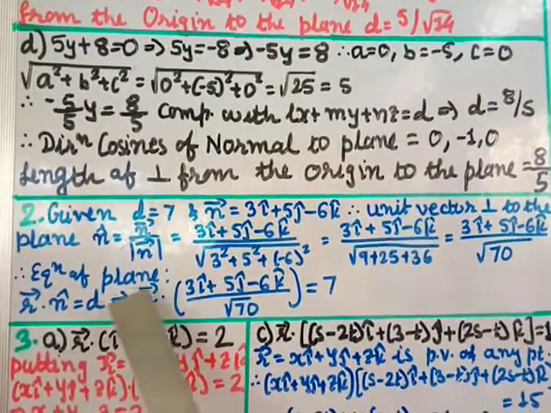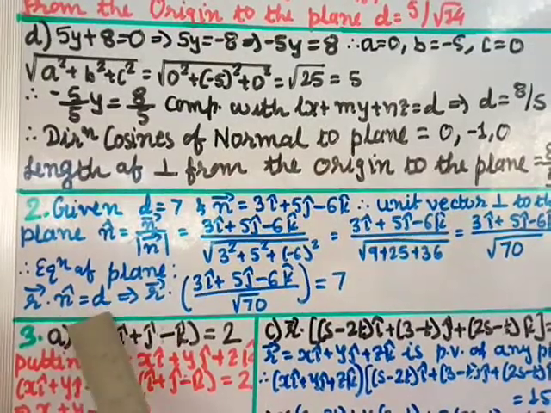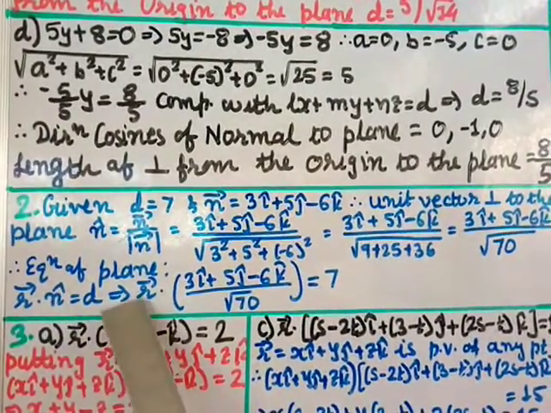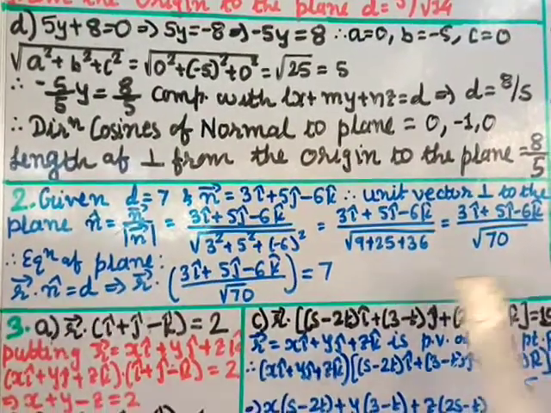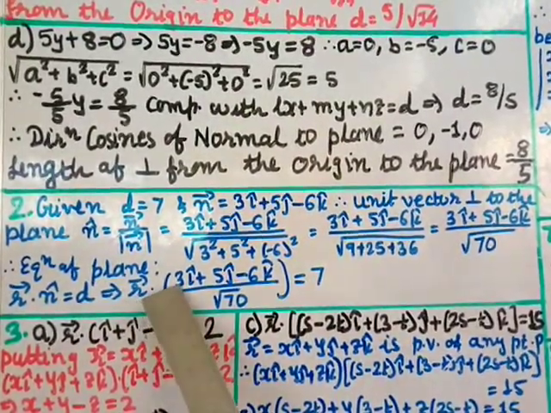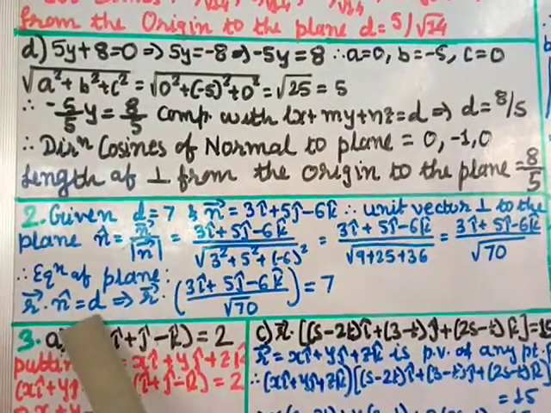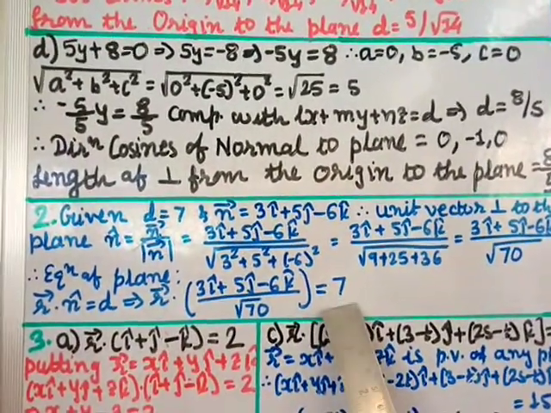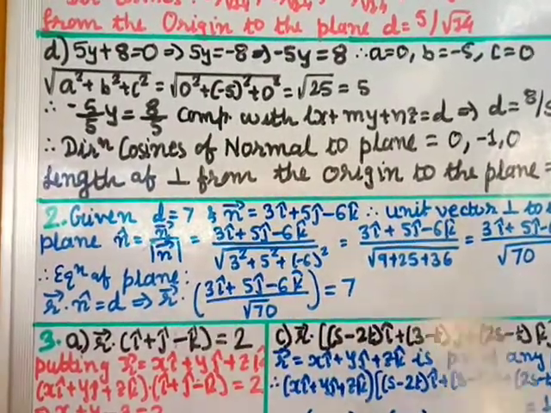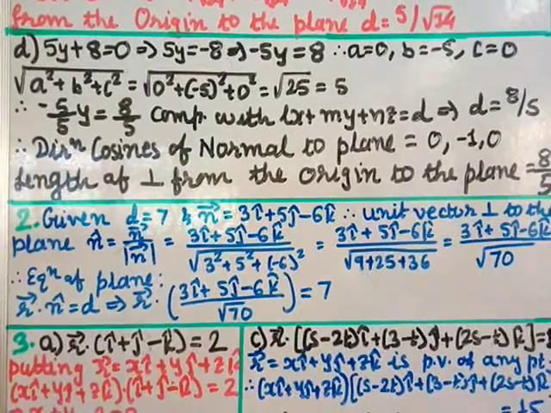Now we know the equation of plane is given by the formula vector r dot n cap equal to d. This gives you vector r as it is dot n cap, that is this vector. Okay, n cap is this vector, so put this vector 3i cap plus 5j cap minus 6k cap divided by root 70, and d value is given in the question as equal to 7. So this is the required equation of a plane with the given conditions and values.